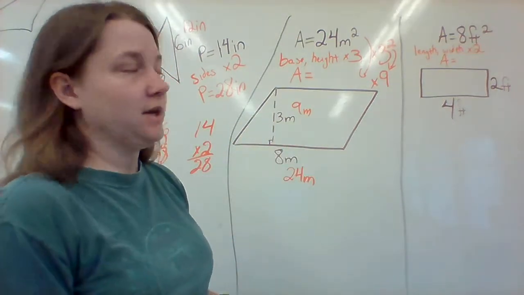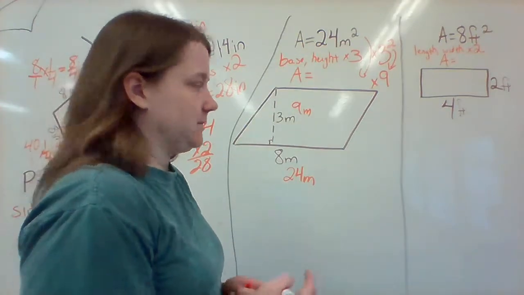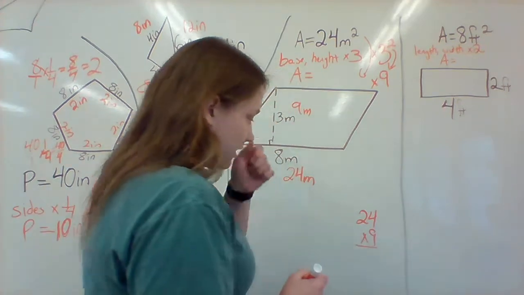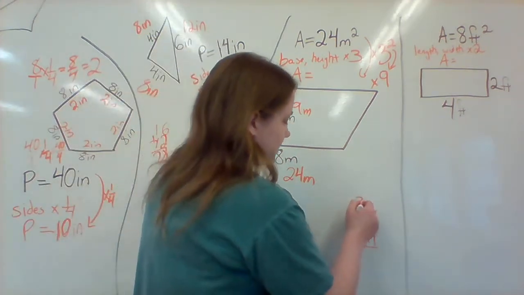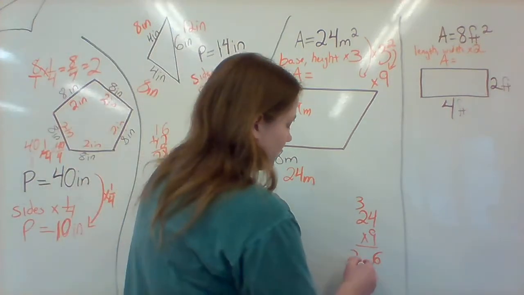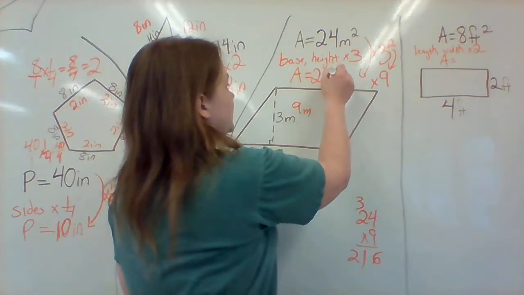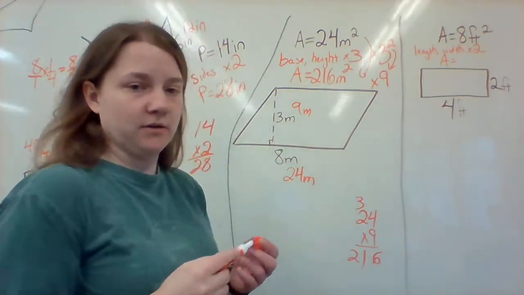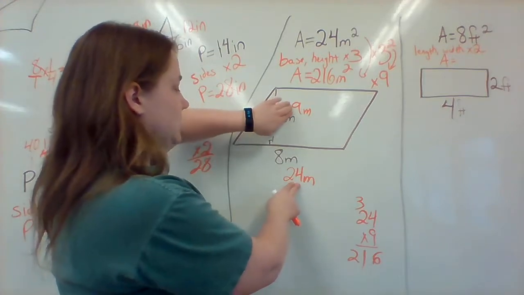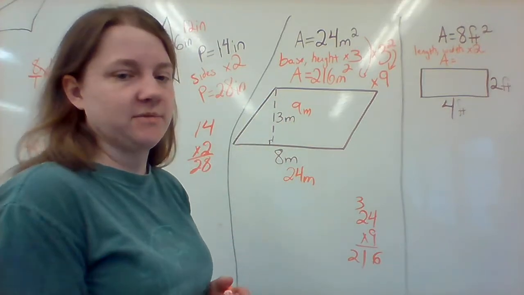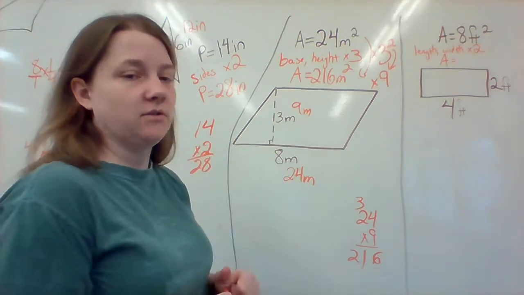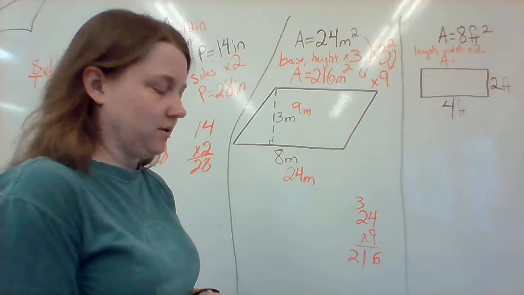So let's go ahead and try multiplying the area times 9, and then we'll see if the dimensions make the same area. So 24 times 9, do that off to the side. 9 times 4 is going to be 36. 9 times 2 is 18, plus 3 is going to be 21. We get an area of 216 meters squared. And it just so happens with this problem that the base and the height are also 24 times 9. So we are still going to get the same area of 216 meters squared.